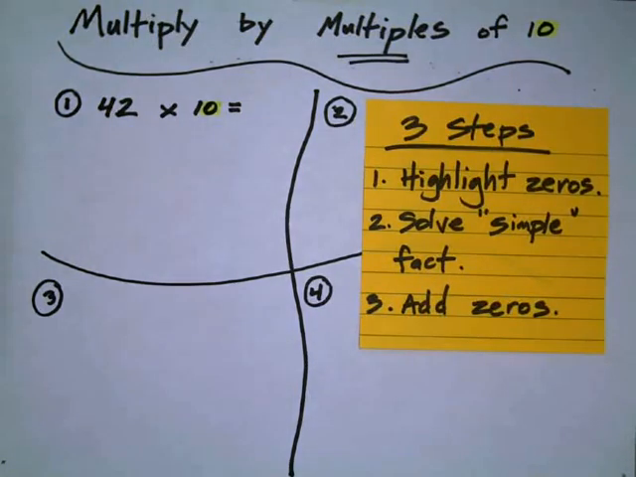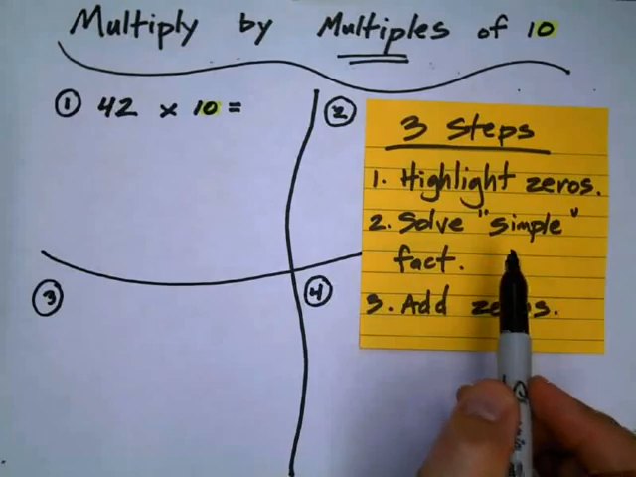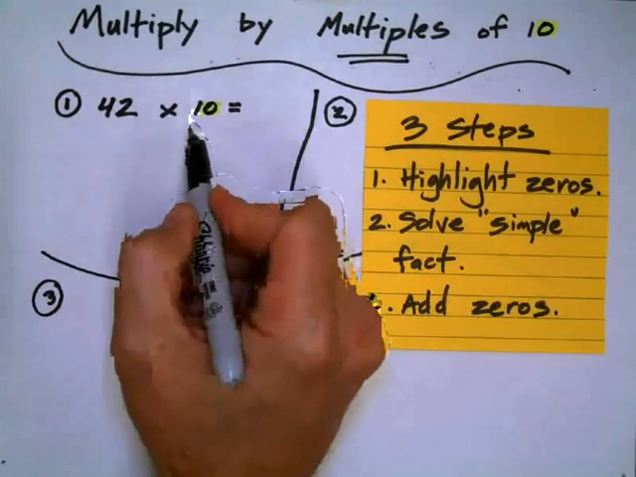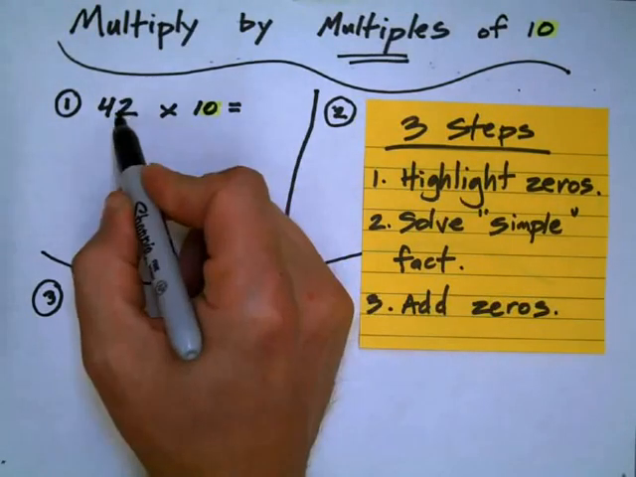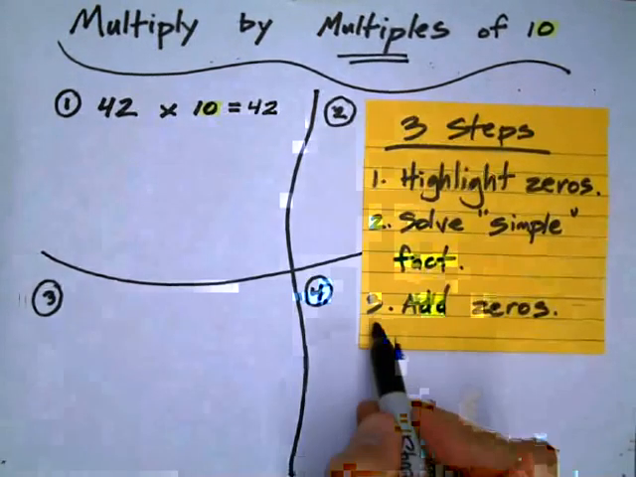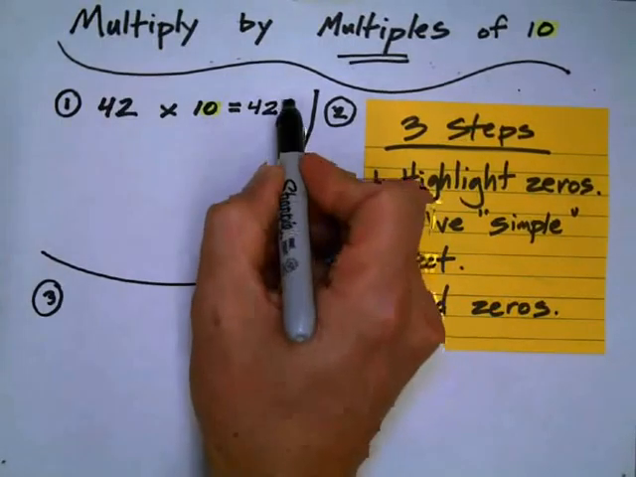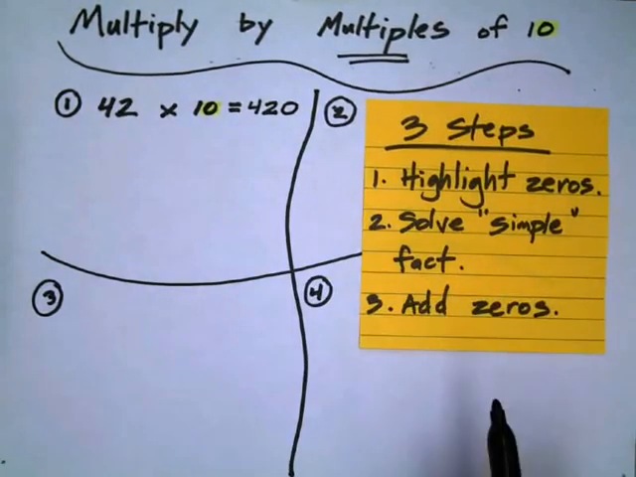Step two is to solve the simple fact. Notice I put that in quotes. What's simple for one person may not be for another. But in this case, 1 times 42 is equal to 42. Step 3, we add any zeros that we highlighted. We only have one zero, so our answer is 420.